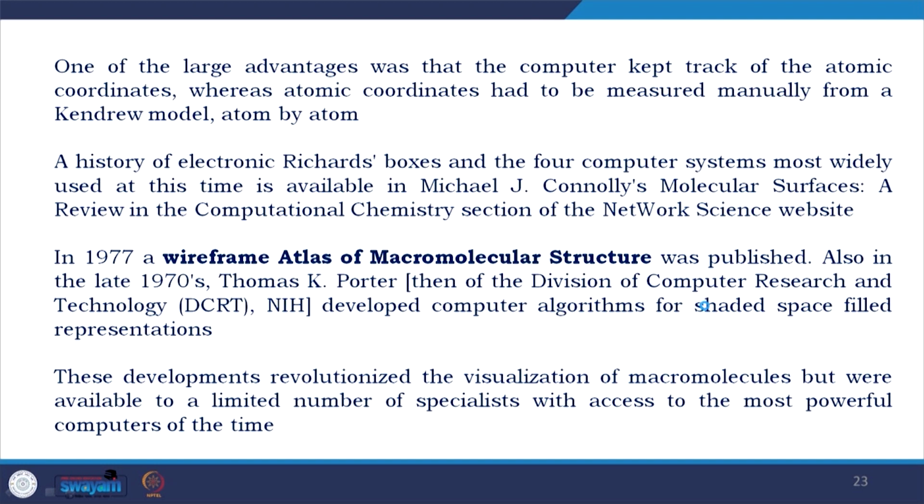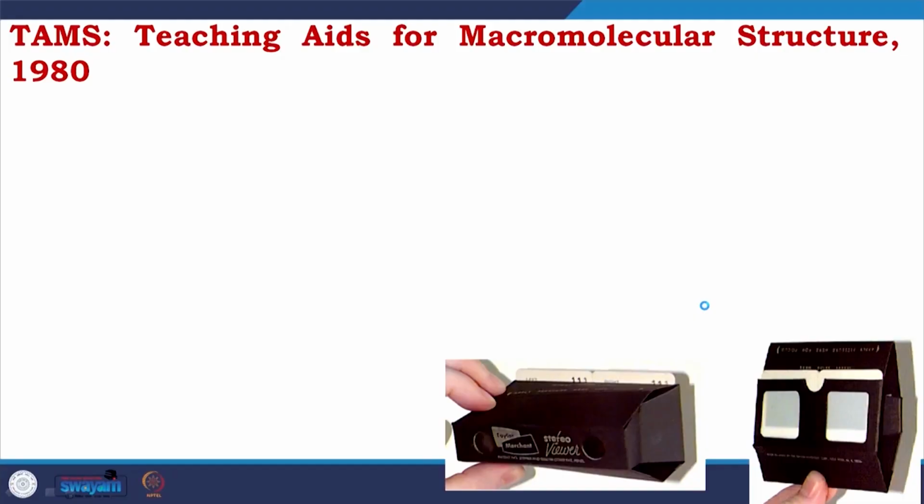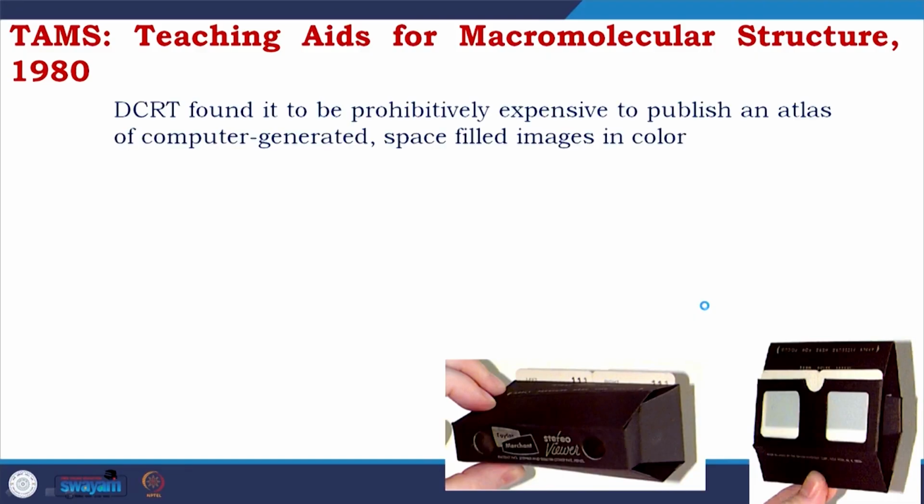So, they were specific to a specialized computer setup which was very expensive. So, even common scientists could not get access to them. And then came TAMS, which is called Teaching Aids for Macromolecular Structure. That was one of the initiatives that came from DCRT.